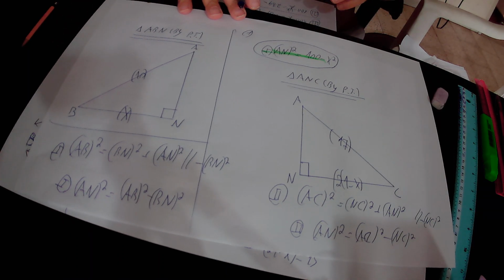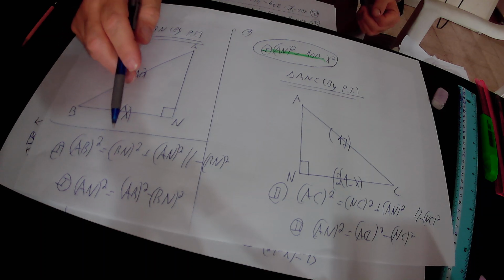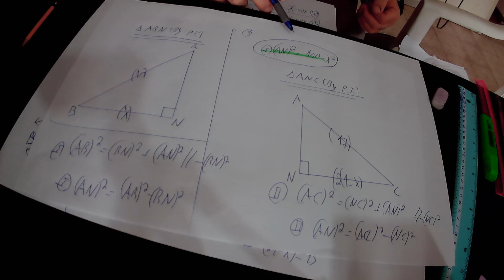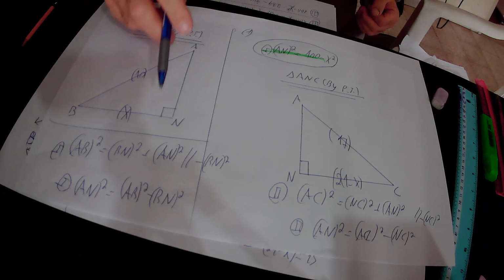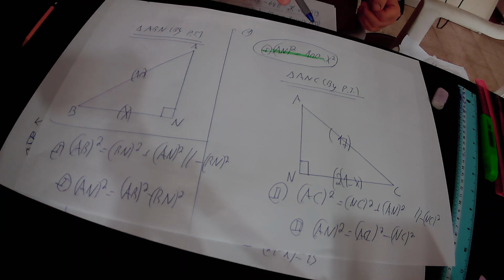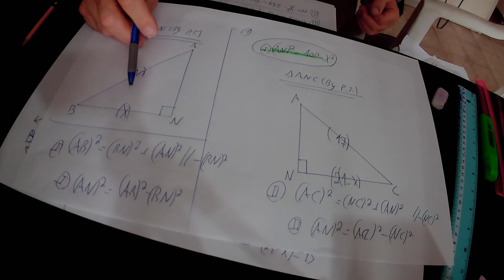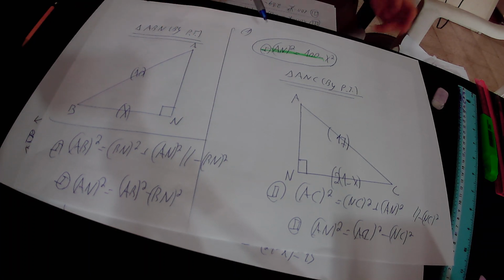I repeat again. AN is the missing side, so AN squared we leave as it is, and it is equal to AB squared. AB is 10, therefore AB squared is 10 squared, that is 100, minus BN squared. BN is X, therefore BN squared is X squared. So in total, according to equation 1, we found out that AN squared equals 100 minus X squared.